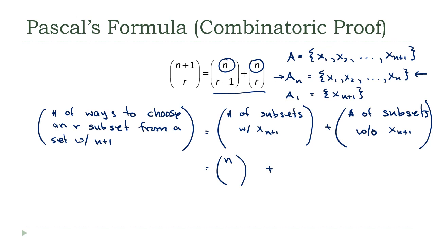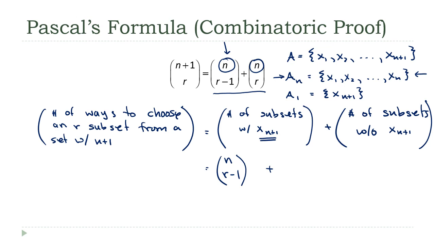I'm still going to choose a subset of A sub n. So I'm choosing from a set with n elements. How many do I have to choose? Well, I've already chosen one of them. I've already chosen x n plus 1 to be in this subset. So now I only have r minus 1 left to choose. Okay, looking good, because that's this part. Now let's look at the next part. The number of subsets without x n plus 1. That's what I accidentally started to say a minute ago.